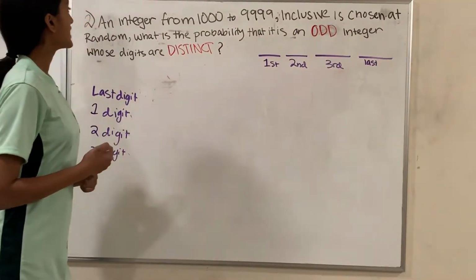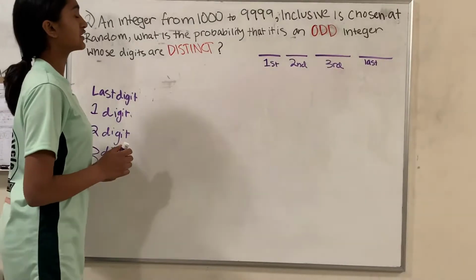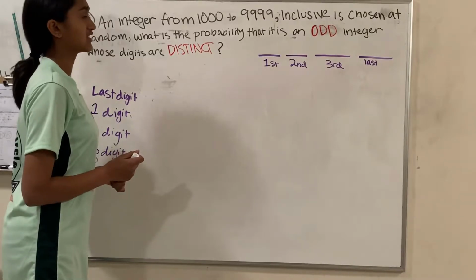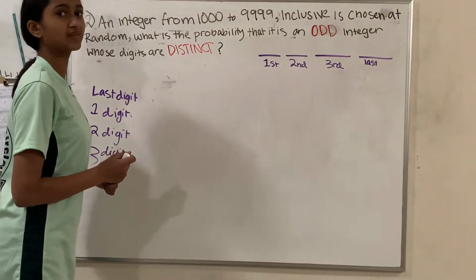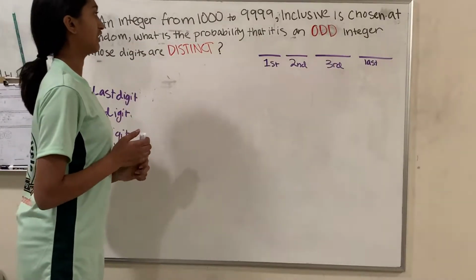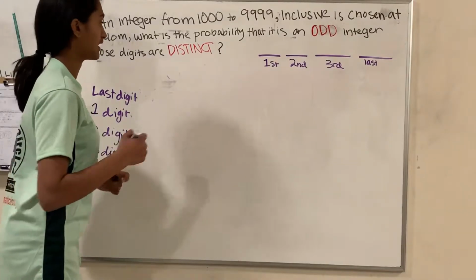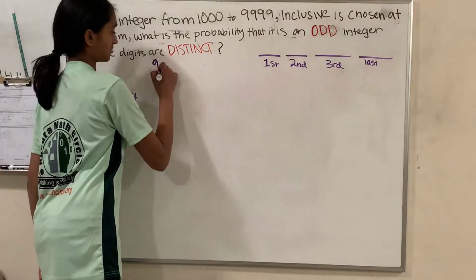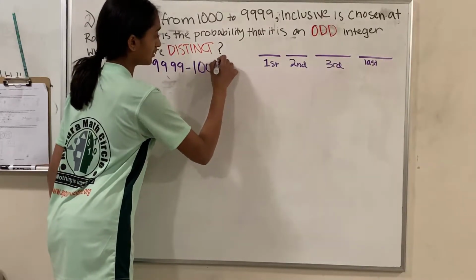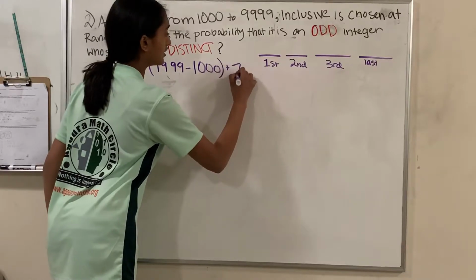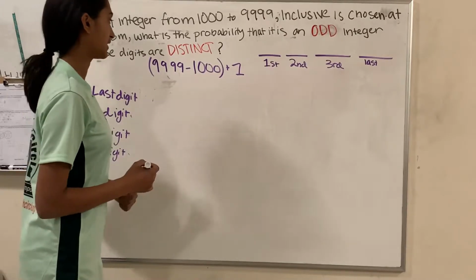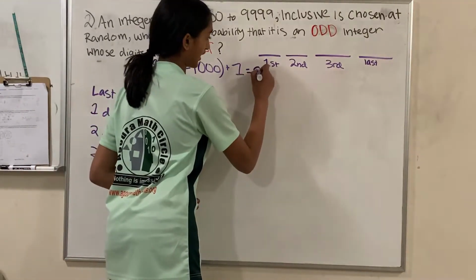The next problem is: an integer from 1,000 to 9,999 inclusive is chosen at random. What is the probability that it is an odd integer whose digits are distinct? So the first step is finding how many integers there are from 1,000 to 9,999. To do that, you have to subtract 9,999 and 1,000. But then you have to add 1 back because it is inclusive, and since you took one number out, you have to add it back in. When this is done, you'll get 9,000.